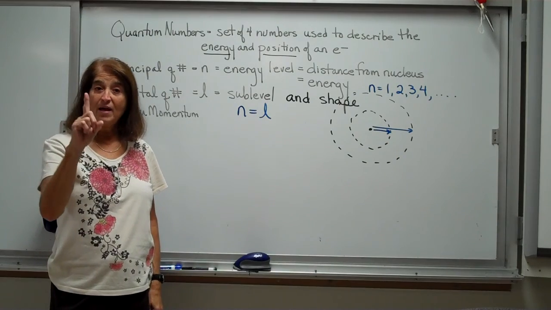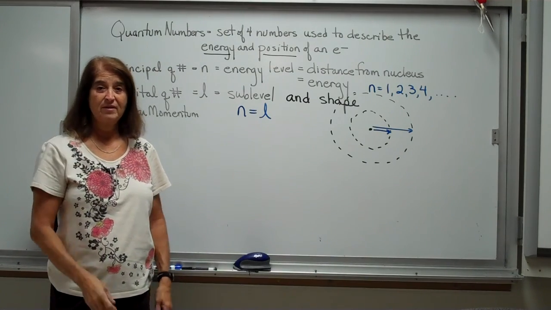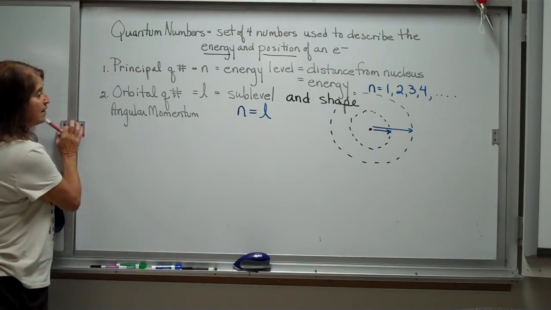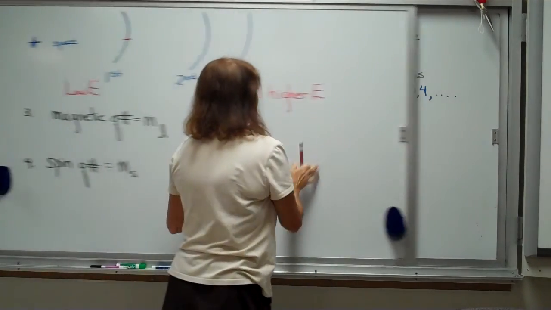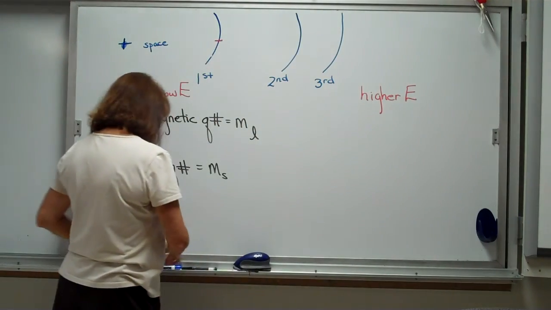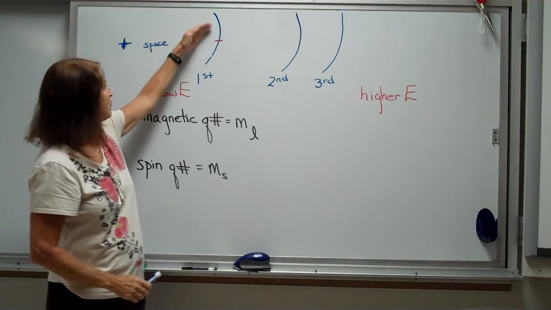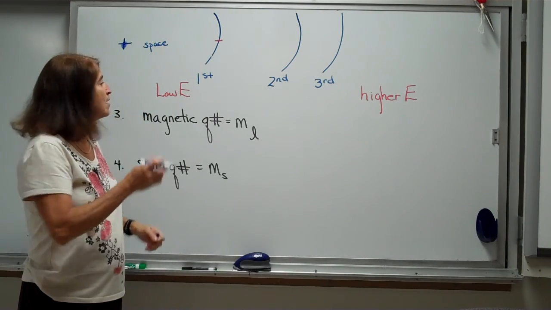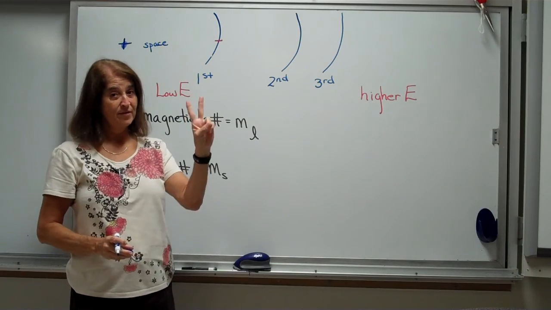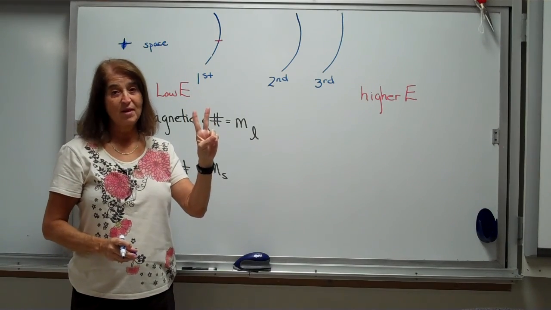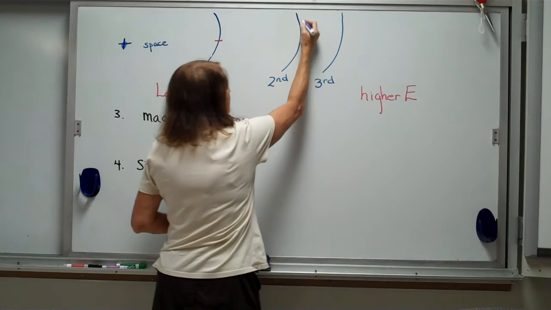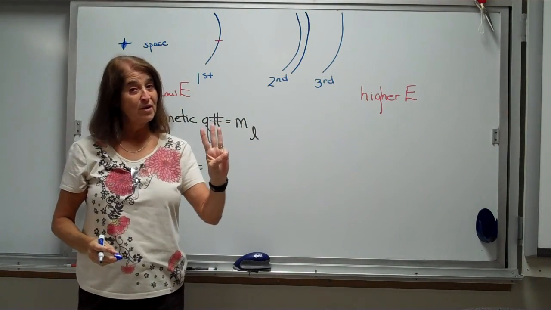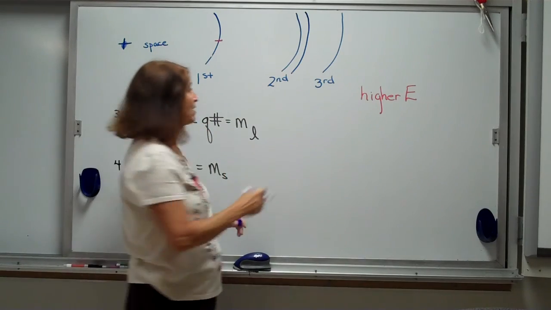So, if n is the first energy level, then there can only be one sublevel. N equals L. Let's look. On this diagram then, in the first energy level, there is only one sublevel. It's already drawn here. But in the second energy level, you would find two sublevels. We would have two different sublevels in the second energy level. And in the third energy level, three sublevels.